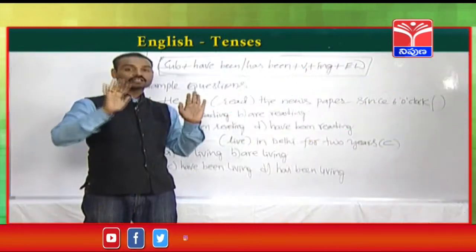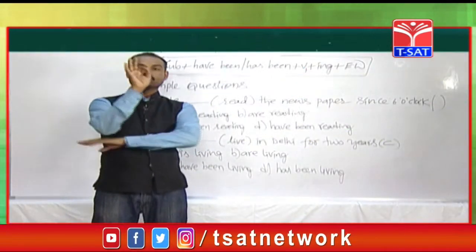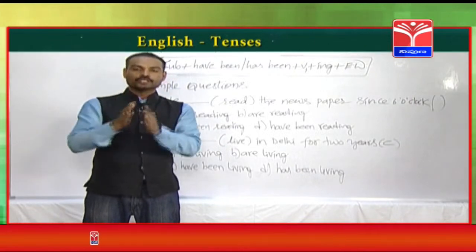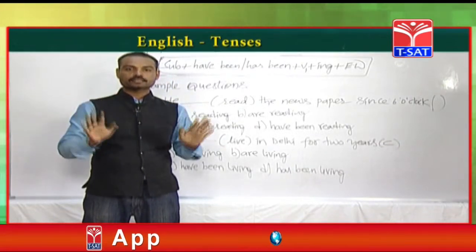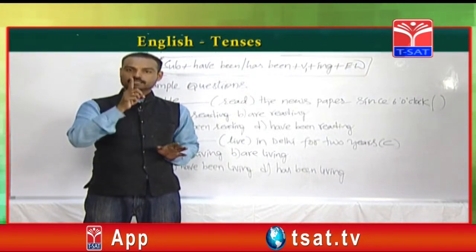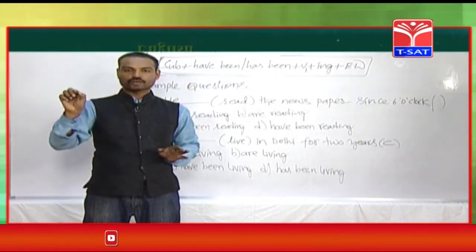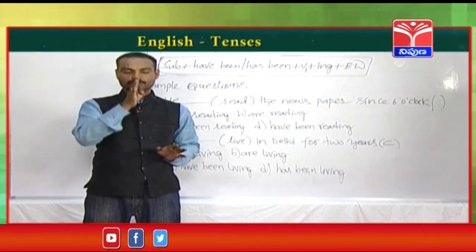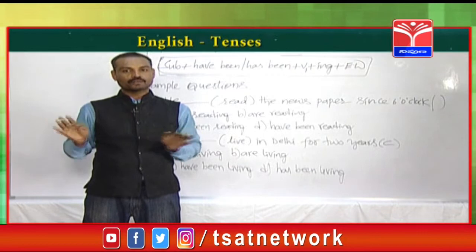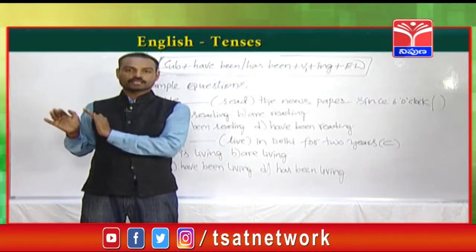I am going to repeat all the tenses once again. Tense number 1, I am also going to give you the introduction of the tenses again. In English there are mainly 3 tenses. They are present tense, past tense and future tense. Each tense is divided into 4 forms. Present tense is divided into 4 forms, past tense is divided into 4 forms, future tense is also divided into 4 forms. Altogether there are 12 tenses in English.